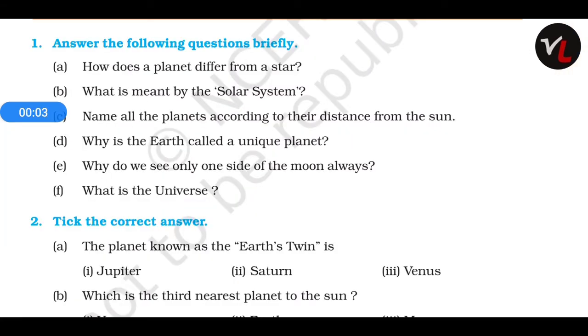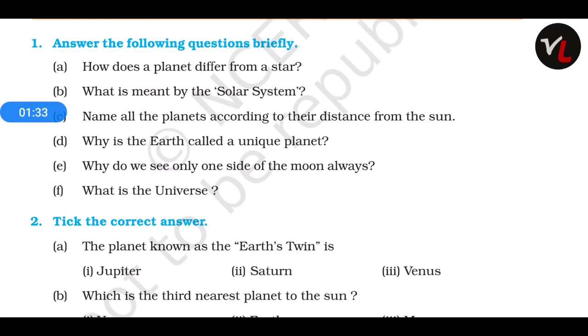Now let's quickly move to the exercise given. First question, how does a planet differ from a star? Here, a planet does not have heat and light of its own, but a star has its own heat and light. The second question, what is meant by the solar system? The sun, the 8 planets and other celestial bodies constitute the solar system. Now, why is the Earth called a unique planet? It is called a unique planet because it has favorable conditions for life. It has water, it has air, and it contains oxygen in the air for living beings to survive. And it is neither too cold nor too hot.